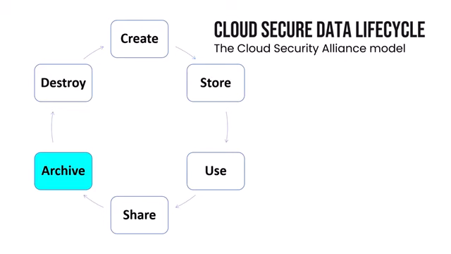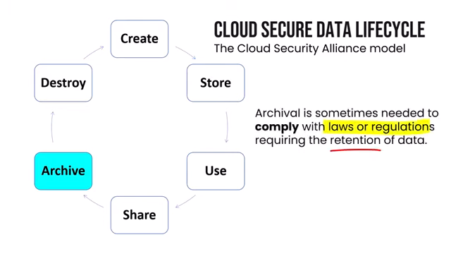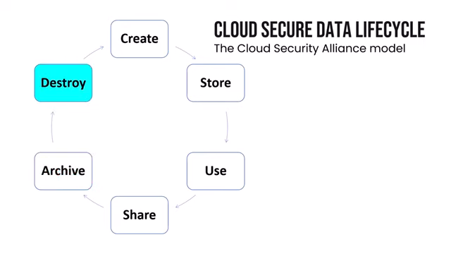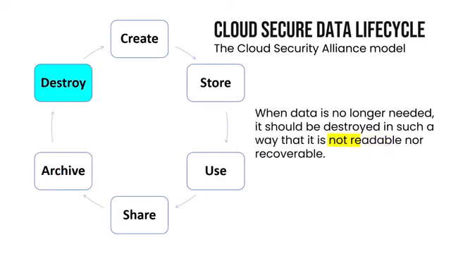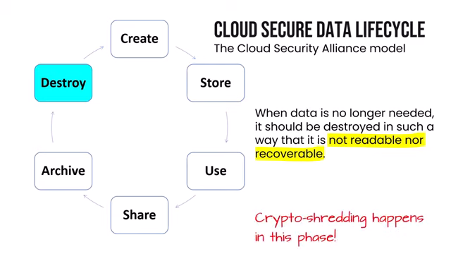Next, we have the archive phase. Archival is sometimes needed to comply with laws or regulations that require retention of data. And finally, the destroy phase. When data is no longer needed, it should be destroyed in such a way that it is not readable nor is it recoverable. Crypto shredding happens in this phase.